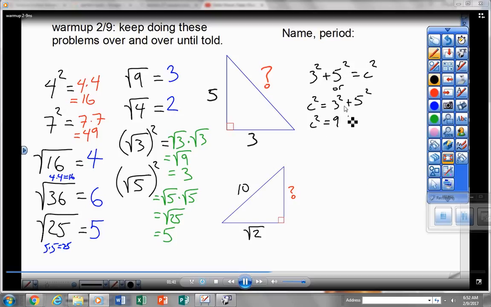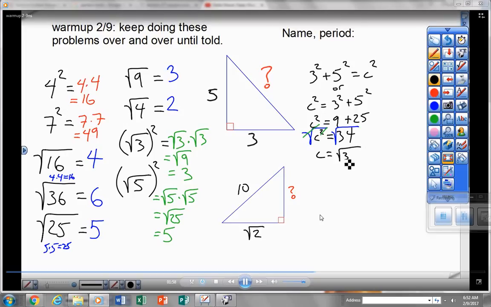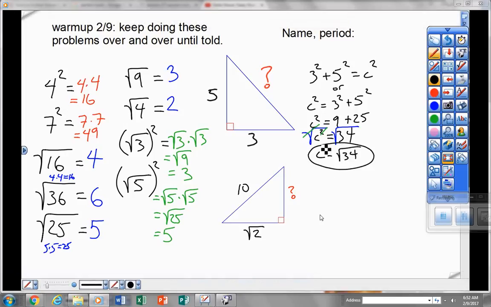3 squared is 9, 5 squared is 25. When I add those up, I get 34. Right here, I need you to show the inverse operation. The opposite of squaring is square rooting. When you do that, these cancel away and just leave you the whole number C, or the whole value C. And then the square root of 34 is not a perfect root at this point. I'm going to leave that alone.